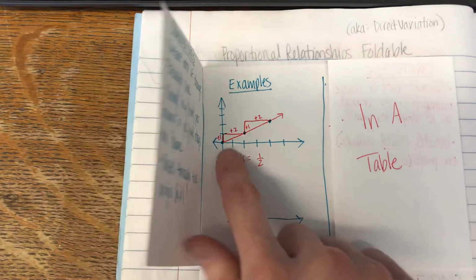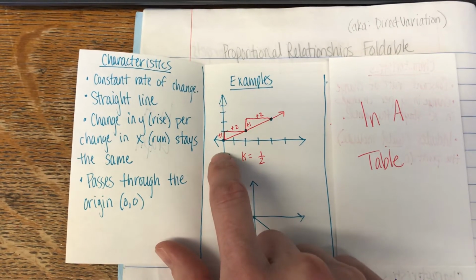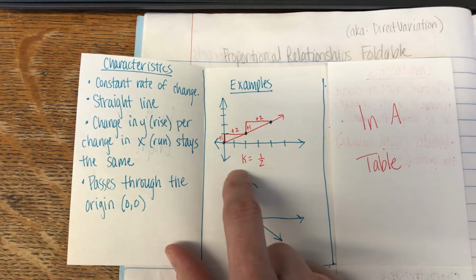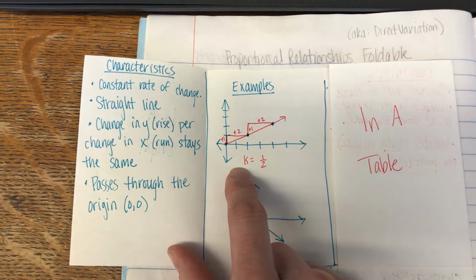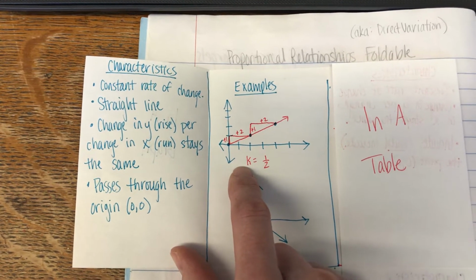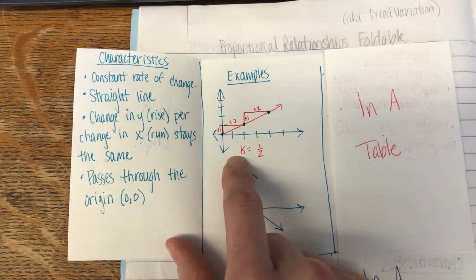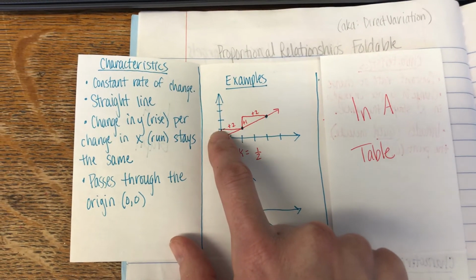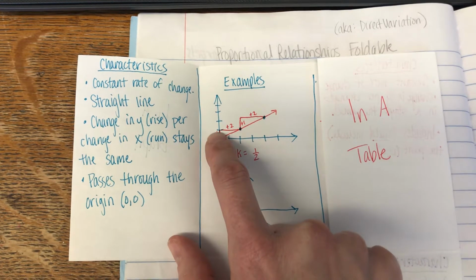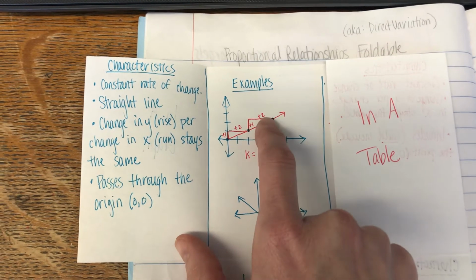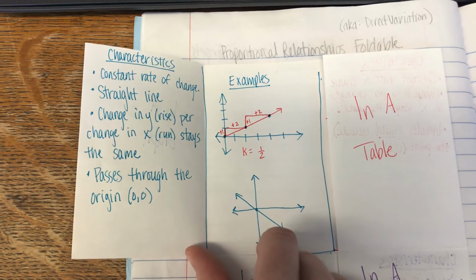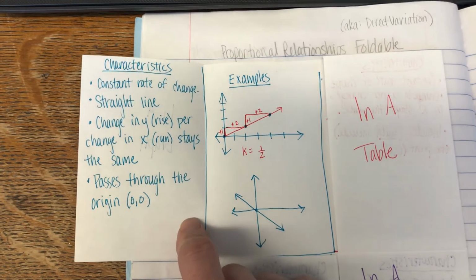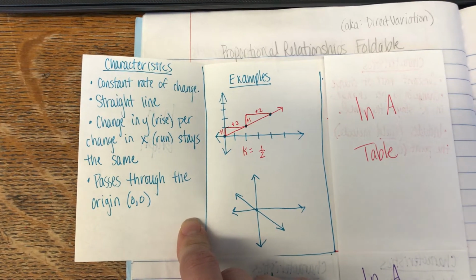So here's an example of a proportional relationship, and the slope, which here I called k because we hadn't been using the letter m at that point for it, is 1/2. So for every increase of 1 in the y direction, there's an increase of 2 in the x direction. And then here's an example of a proportional relationship that has a negative slope.